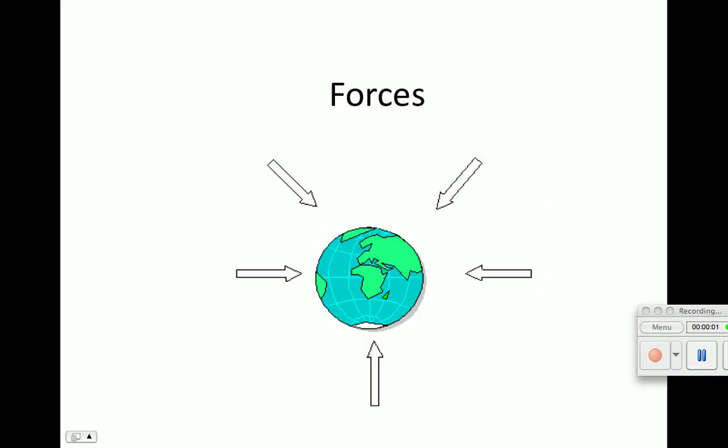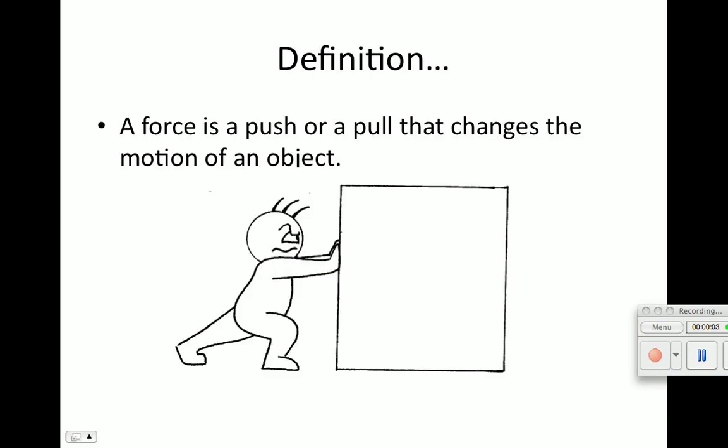Today's note session is about forces. So let's start off with a definition of what a force is. A force is a push or a pull that changes the motion of an object because it gives energy to that object, the energy that it didn't have before. We'll be talking later in the physics section about energy, but for now let's just say it's a push or a pull that changes the motion of an object.